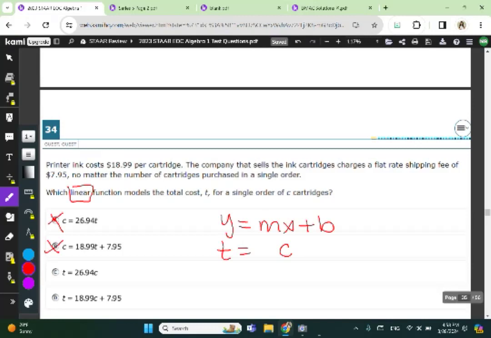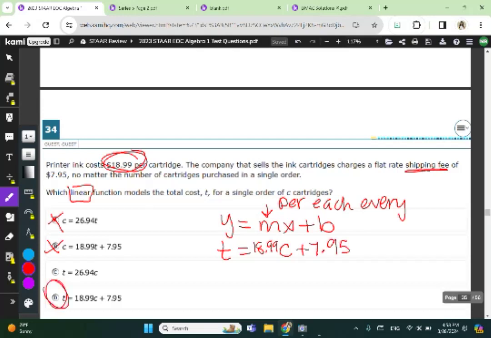Now, to figure out the slope, remember your keywords are per, each, every, ratio, rate of change. But you do see that they're charging $18.99 per cartridge. And then they still charge a flat shipping fee of $7.95, so plus 7.95. So your answer is D.